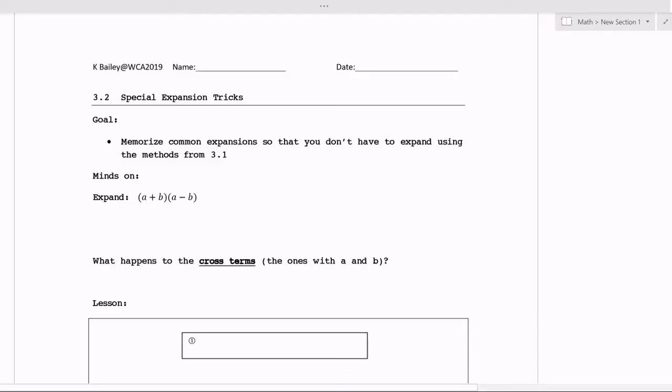Hey everybody. In 3.2 we're looking at special expansion tricks. So expanding stuff but using some tricks or shortcuts or really memorization.